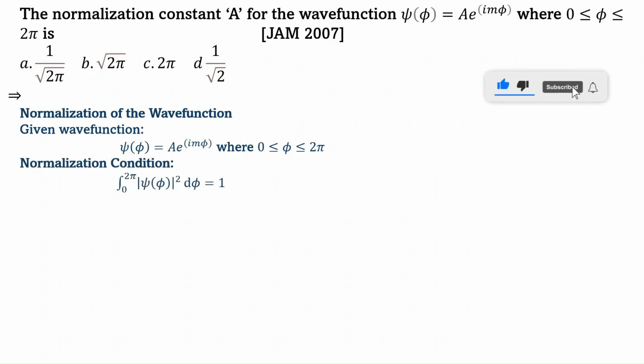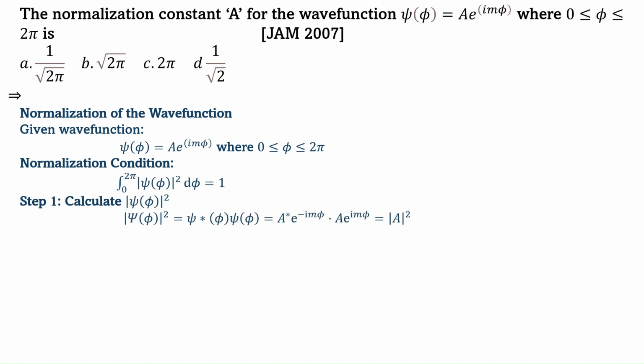This is our normalization condition, that is the integral from 0 to 2 pi of |psi(phi)|^2 d phi equals 1. So to calculate |psi(phi)|^2, what do we have to do? We have to take the complex conjugate of psi(phi), that is A star e^(-i m phi). So we get |A|^2, and apply it to the integral. We get the integral from 0 to 2 pi of |A|^2 d phi, which is |A|^2 times the integral from 0 to 2 pi of d phi, which is |A|^2 times 2 pi.